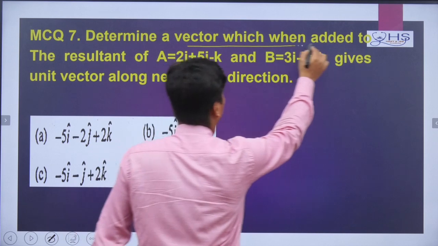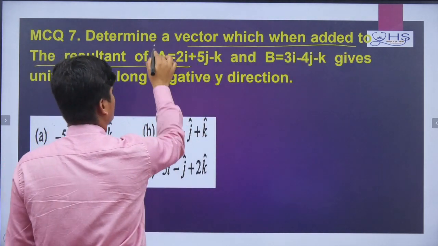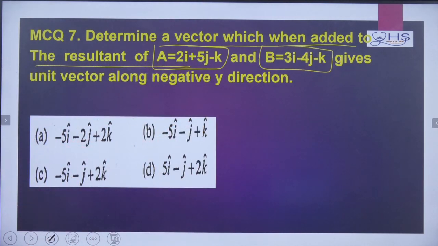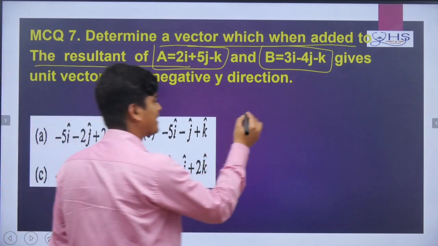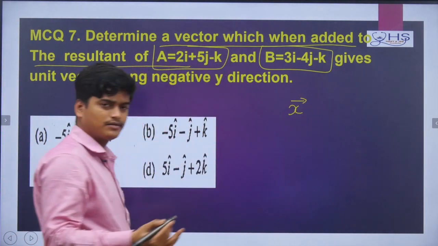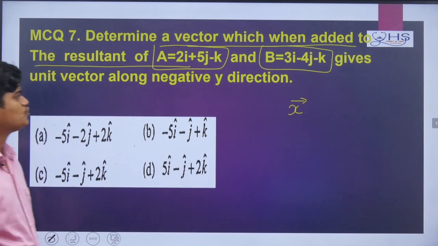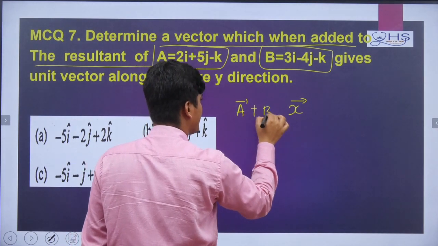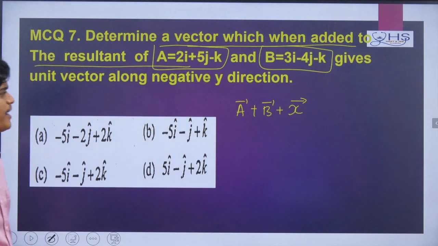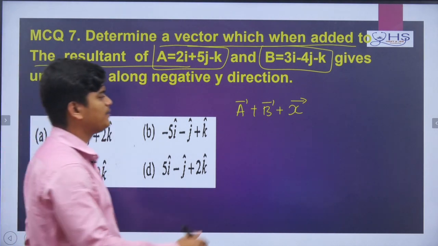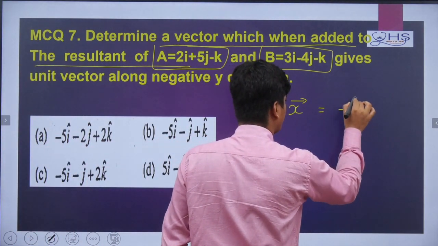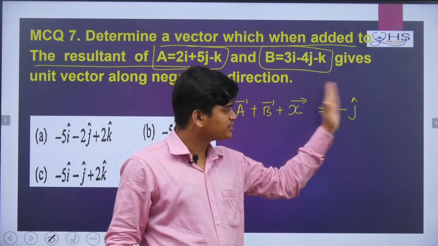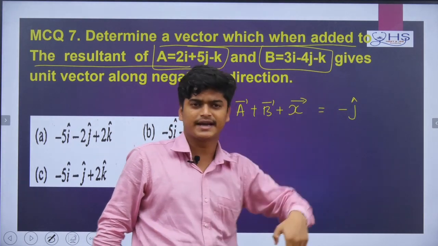Determine a vector which when added to the resultant of a vector and b vector gives a unit vector along the negative y direction. Now see, they are telling there is a vector, but I don't know that vector, so let's take it as x vector. So this x vector you need to find. So what are they telling now? When added to the resultant of a and b, that means here the resultant of a and b is a plus b. So when you add it to the resultant a plus b, it gives a unit vector along negative y. So what is the unit vector along negative y? That is your j cap. J cap is the unit vector along the y axis. Positive j is the positive y axis, negative j means negative y axis.